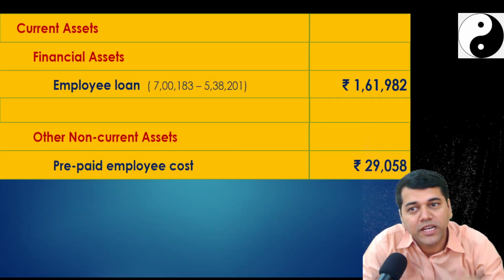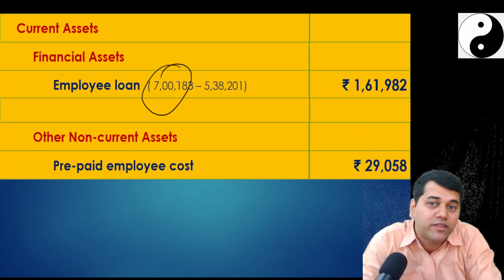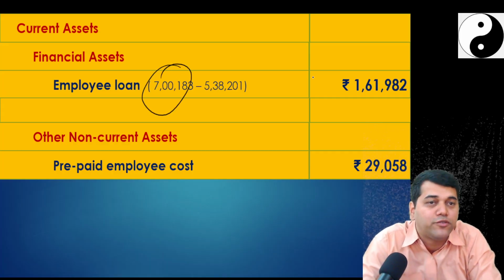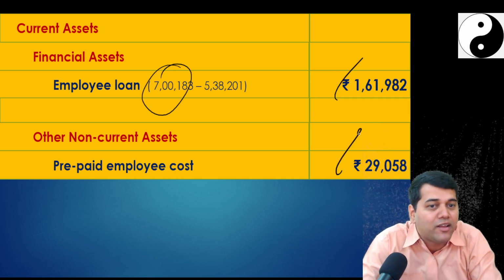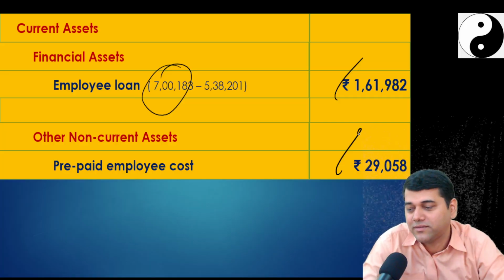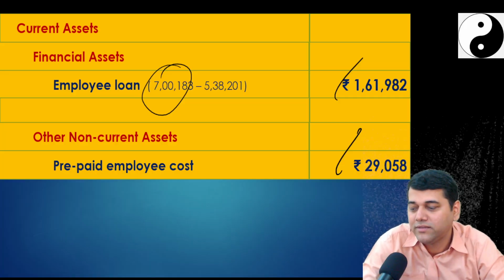Now come to the current portion. Employee loan, that 7 lakh what is there in the balance sheet minus 538 is your current portion. And non-current is that one leg of 28,058. Are you clear?